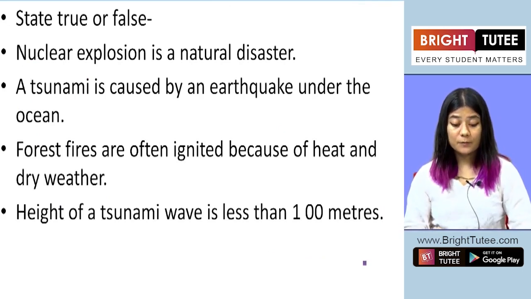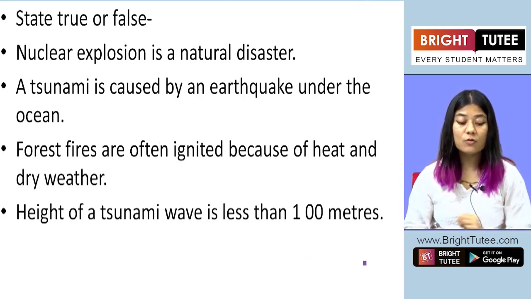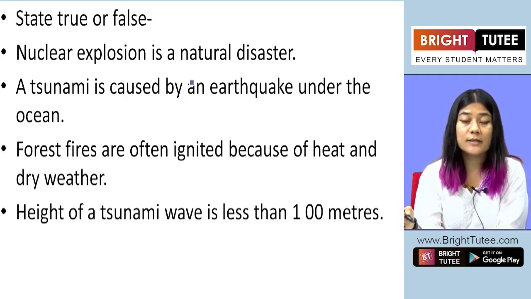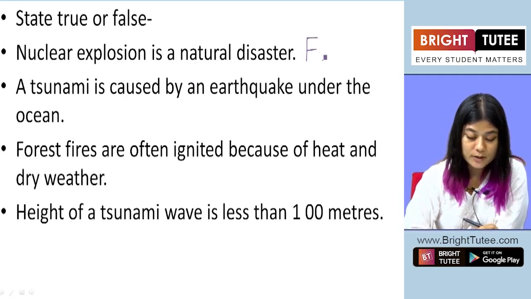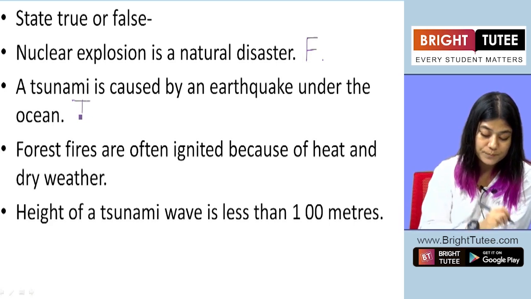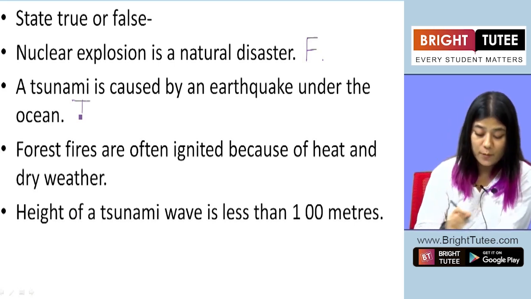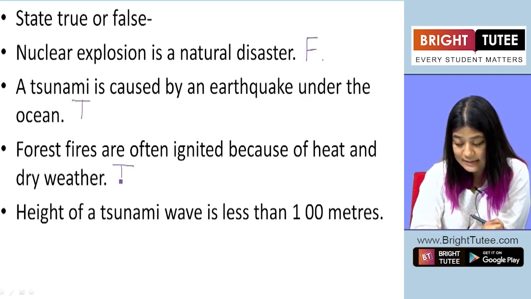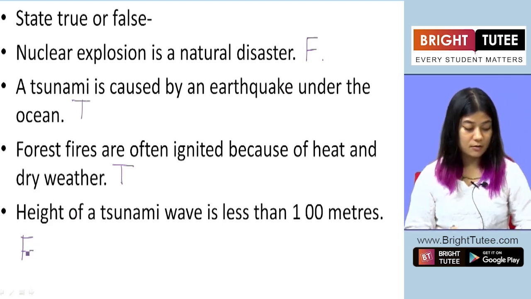Now the next couple of questions are statements where, after reading, we have to state whether they are true or false. So let's look at them. The first one: nuclear explosion is a natural disaster. False. It's a man-made disaster. The next question: a tsunami is caused by an earthquake under the ocean. This is true. The next question: forest fires are often ignited because of heat and dry weather. This is true. The next question: height of a tsunami wave is less than 100 meters. This is false. They are more than 100 meters.